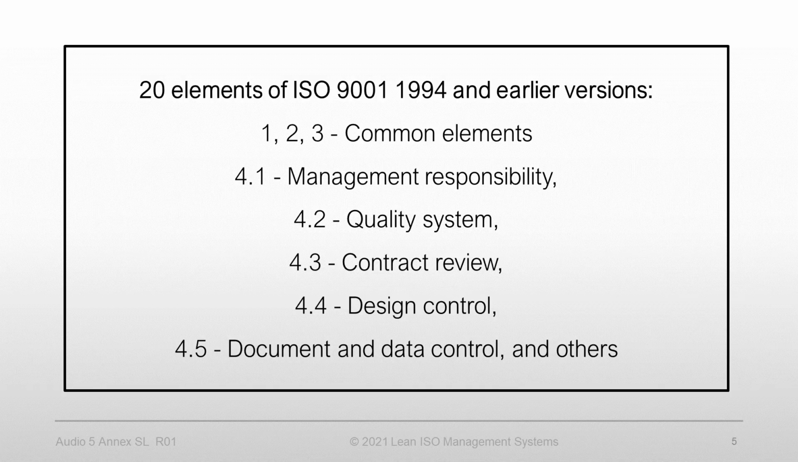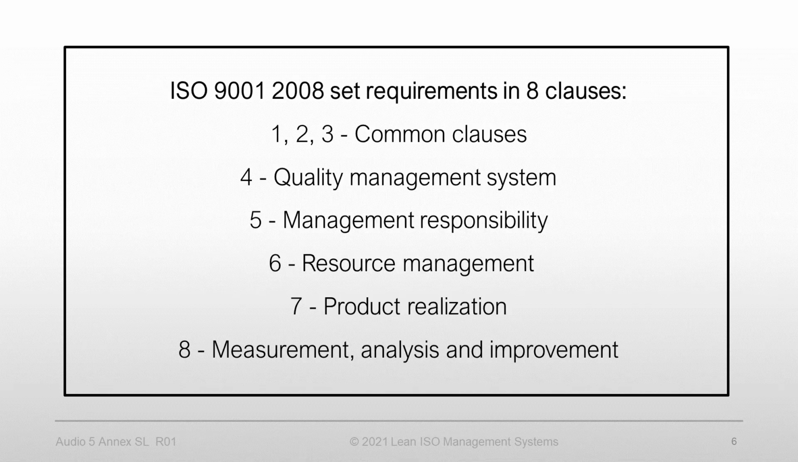For example, ISO 9001, 1994 and earlier versions were framed into 20 elements. Management responsibility, quality system, contract review, design control, and document and data control, as well as some others. ISO 9001-2008 set requirements for QMS in 8 elements, 3 common clauses: quality management system, management responsibility, resource management, product realization, and measurement, analysis, and improvement.